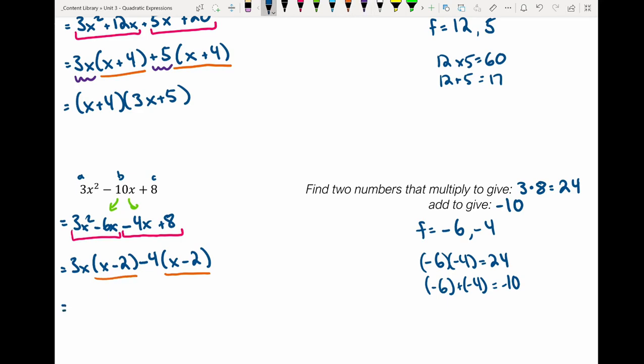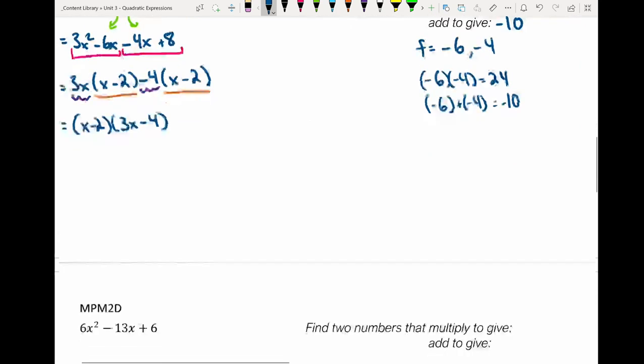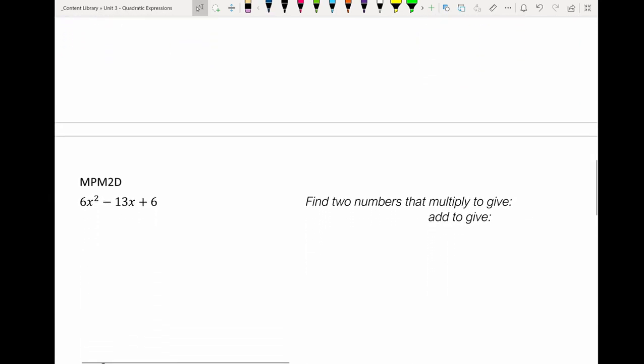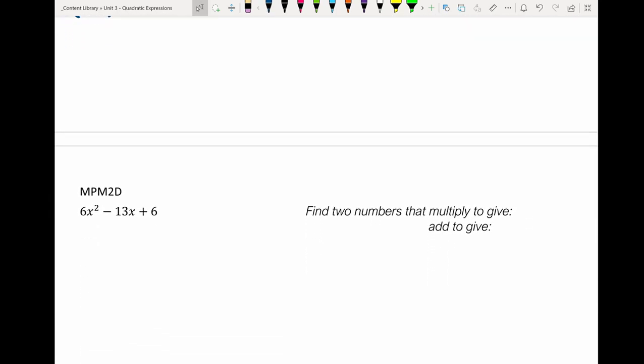So that means I'm going to factor by grouping. So x minus 2 is going to be my one bracket, and my second bracket is going to be all the remainders. So the 3x and minus 4 are going to be my second bracket. And that's the factored form. Again, moving on to look at another example.